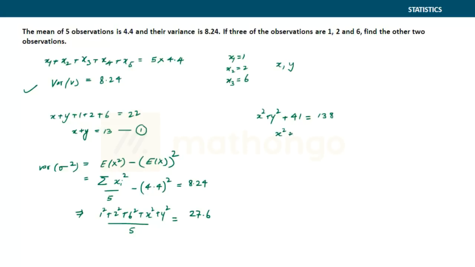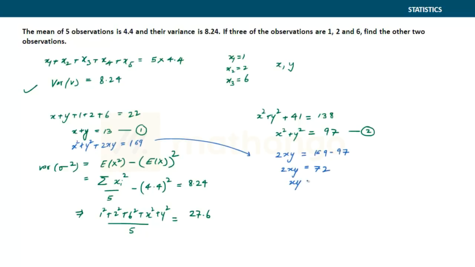And from here I can say x square plus y square is nothing but 97. Now this is my equation 2 in terms of variables x and y. So you have two equations and two variables. Now you can easily solve them. The process we are going to follow is to square this. If I square this, what you will get is x square plus y square plus 2xy is equal to 169. So from here I can use the value of x square plus y square. What is the value of 2xy? That is 169 minus 97, right? So that means 2xy is nothing but 72, right? So xy comes out to be 36.